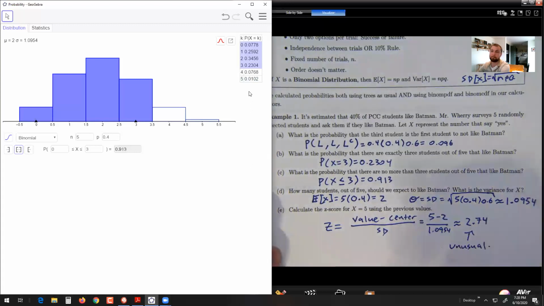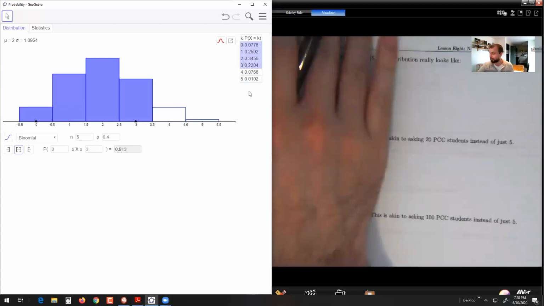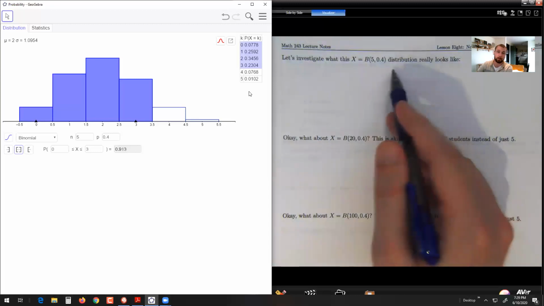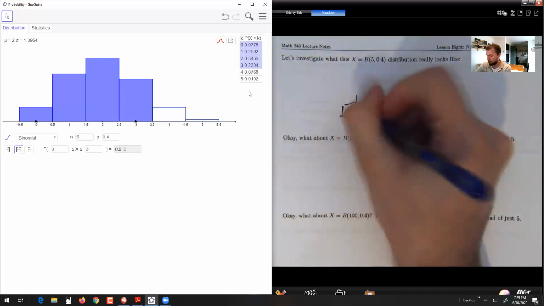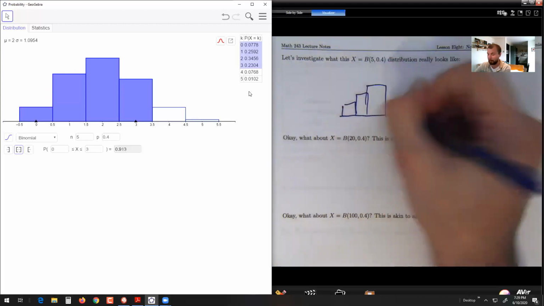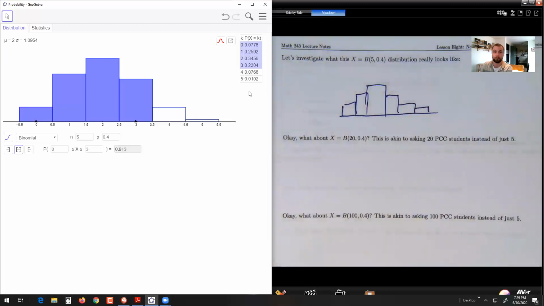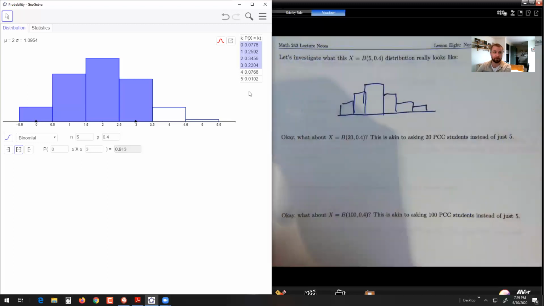So this is just kind of a recap of how binomials work in general. I want to try to visualize these things a bit. So what does this binomial, 5 trials, 40% success rate, look like? Well, let's just draw a sketch. And I'm no artist, I'm just doing my best. And sometimes that's all we can do. Okay, so my graph looks something like this. It's a little bit skewed to the right, but otherwise it's unimodal and symmetric. Looks like my average is 2, and my standard deviation is 1.0954.